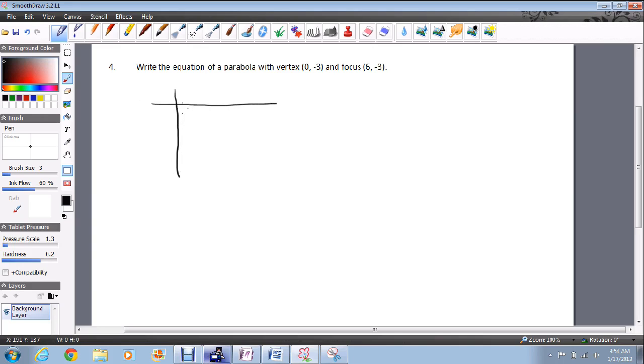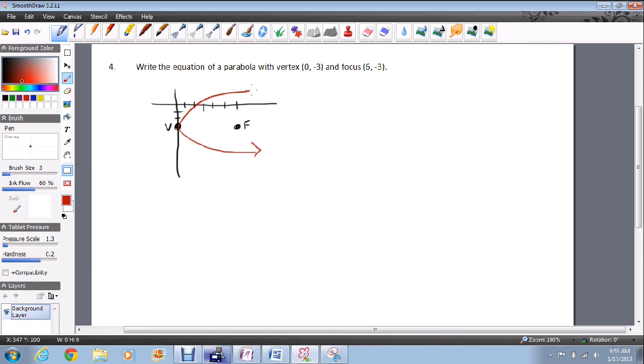Tells us our vertex is (0, -3), so I'm going to go 1, 2, 3, put my vertex point. The other thing I'm going to do is plot my focus point, so that's 1, 2, 3, 4, 5, 6, down -3. Then we know that the focus point has to lie inside of the parabola that we sketch. So we know our parabola has to be facing this way.